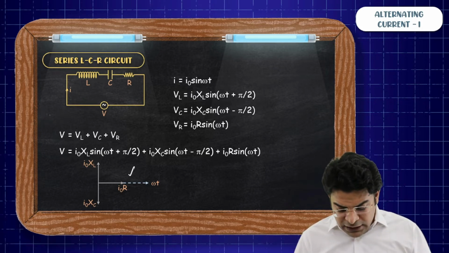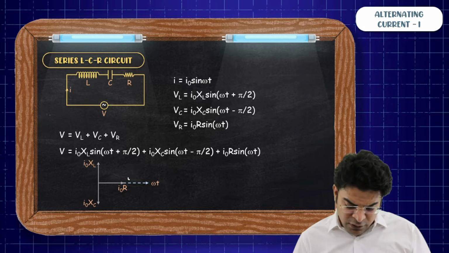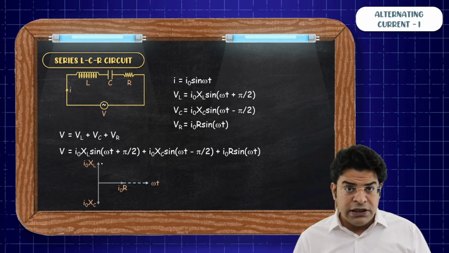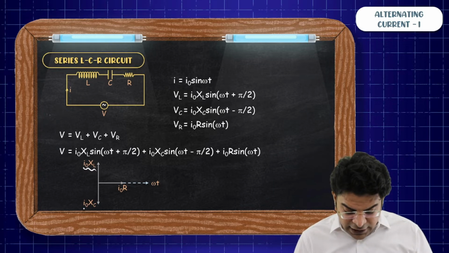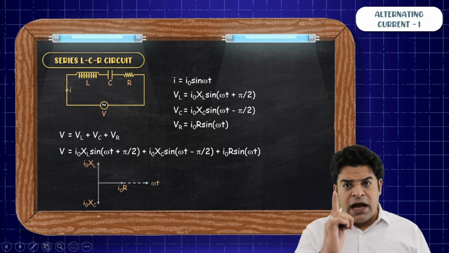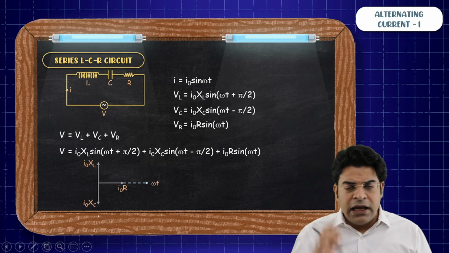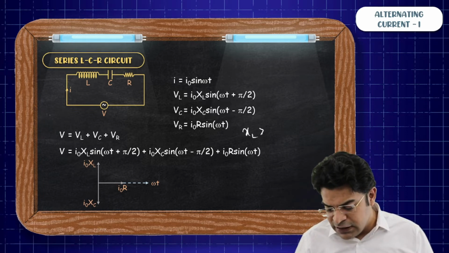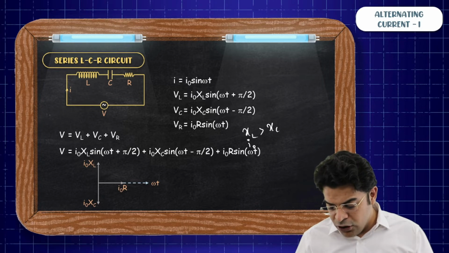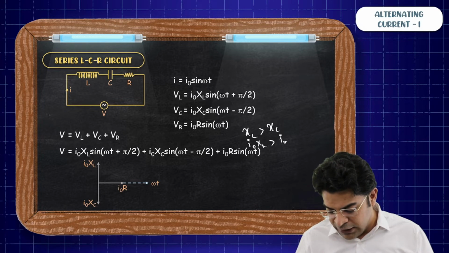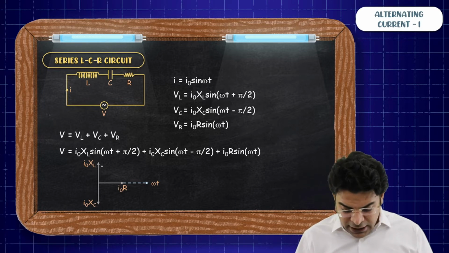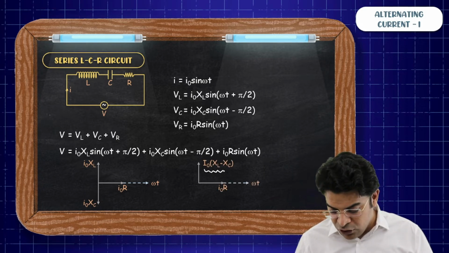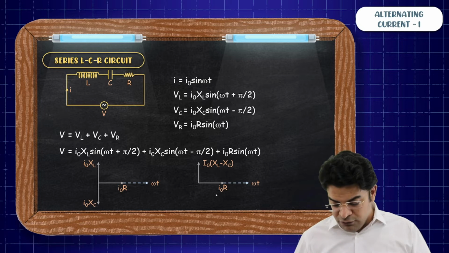Now, how to find the resultant of these three? I can find the resultant of these three vectors by using this idea. These two are antiparallel. So rather than writing I naught XL and I naught XC, I can visualize a single vector in the upward direction, assuming in my mind that XL is greater than XC. So I naught XL is greater than I naught XC. If I assume this, I can remove these two and place a single vector in the upward direction, I naught (XL minus XC). And we have got this I naught R.